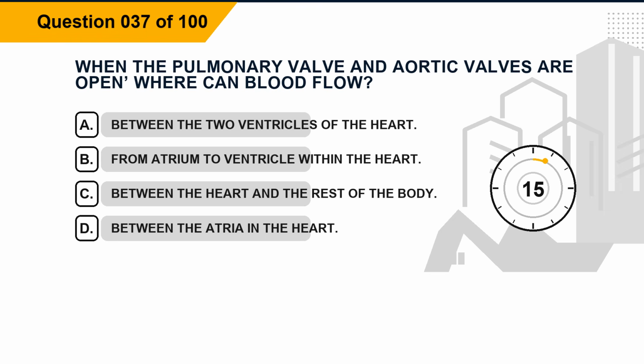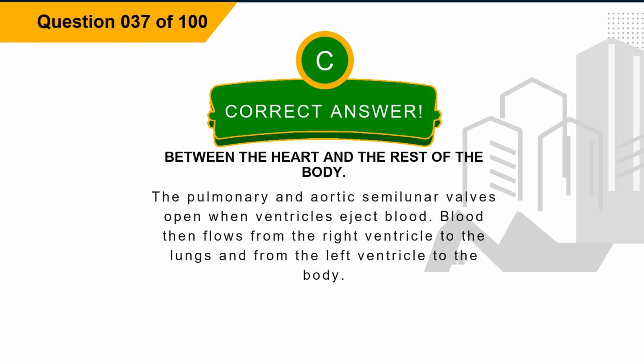Question 37. When the pulmonary valve and aortic valves are open, where can blood flow? Option A, between the two ventricles of the heart. Option B, from atrium to ventricle within the heart. Option C, between the heart and the rest of the body. Option D, between the atria and the heart. The correct answer is option C, between the heart and the rest of the body.